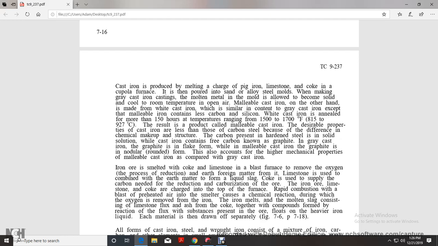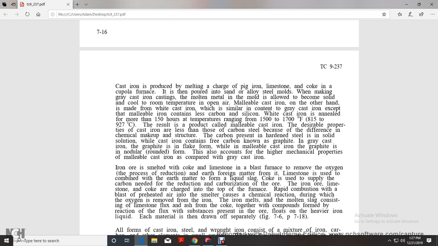Malleable cast iron, on the other hand, is made from white cast iron, similar in content to gray cast iron except that it contains less carbon and silicon. White cast iron is heated for more than 150 hours in a temperature range of 1500 to 1700 degrees Fahrenheit. The result is called malleable cast iron, with desirable properties; it is less hard than carbon steel, produced by the difference in chemical makeup and structure.